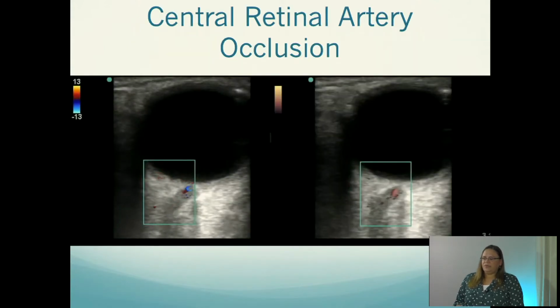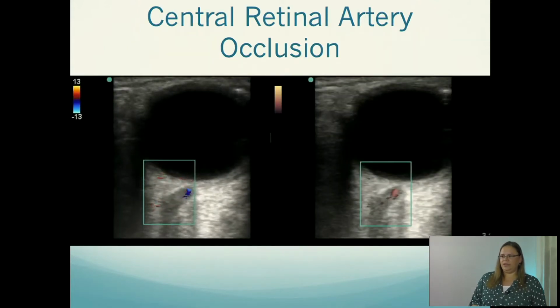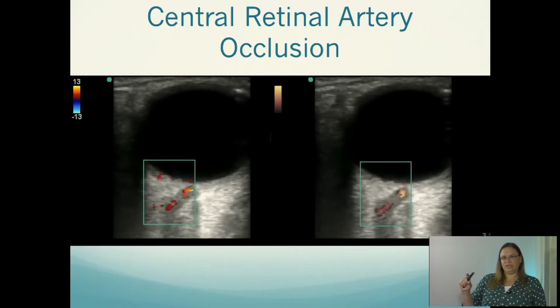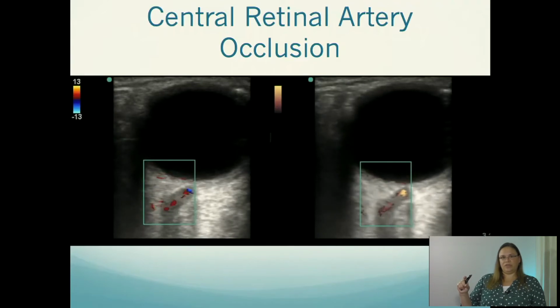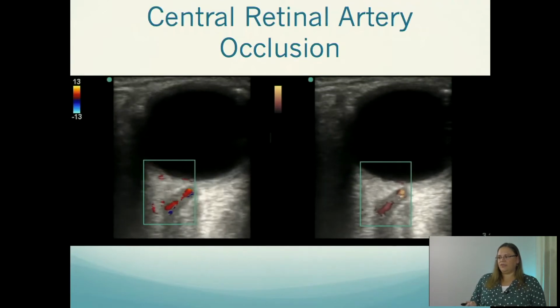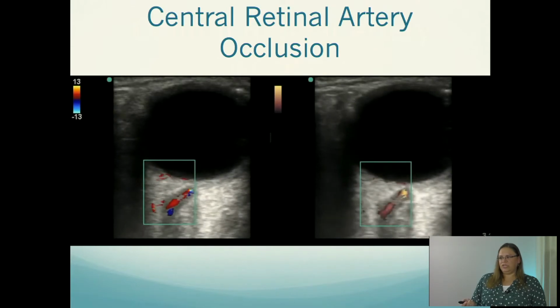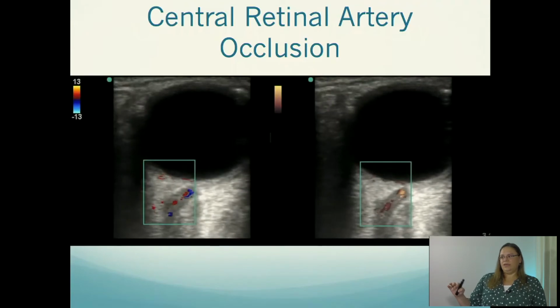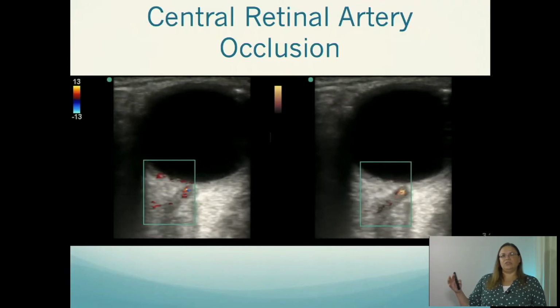So on the left here, we have our color Doppler, and you can see the range here on the left is 13 to -13. It's important that you bring those numbers lower rather than higher so that it'll pick up low flow states only. And on the right here, we have power Doppler. So you can see that you're losing your information about directionality of flow, but this is a little bit more sensitive. It's a little bit more able to pick up slow flow states.